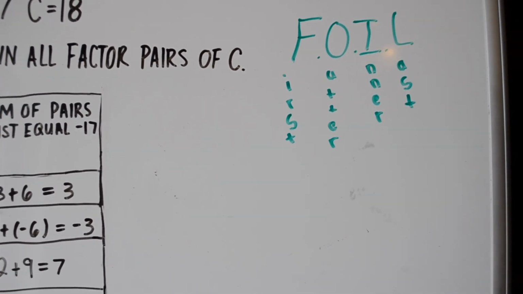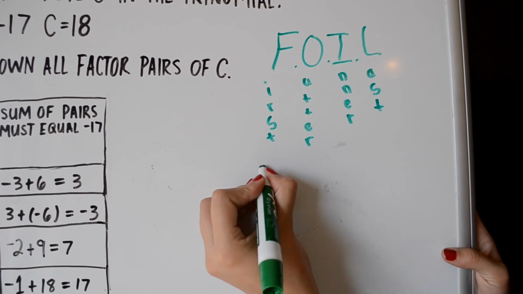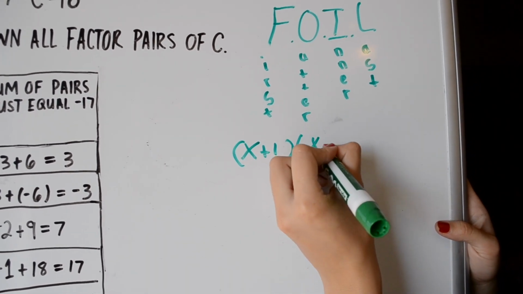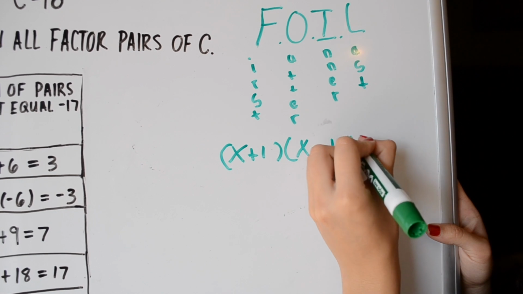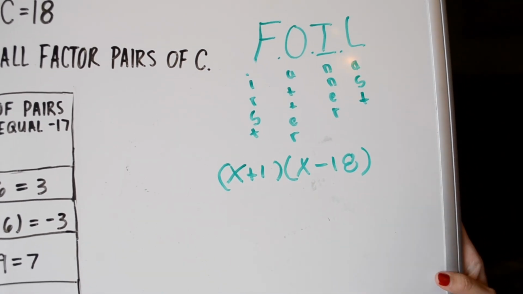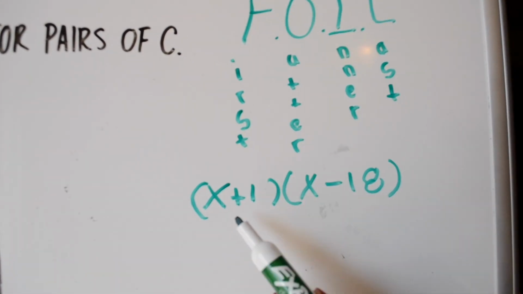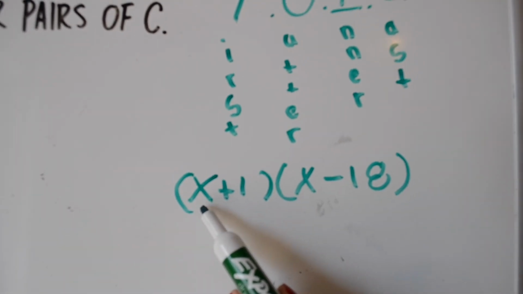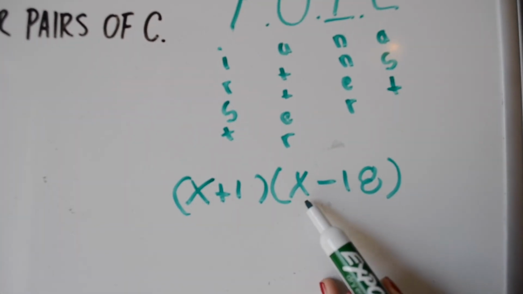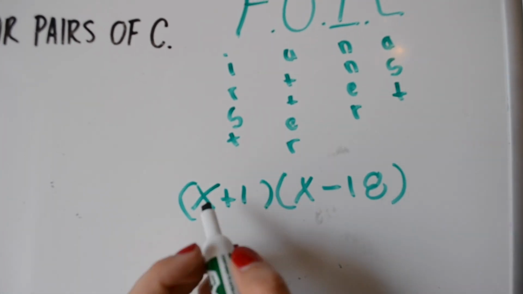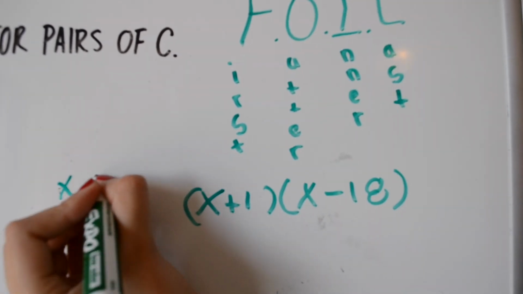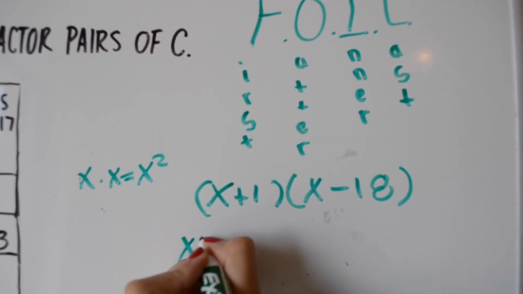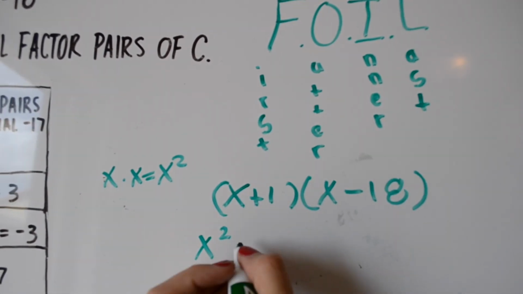So we get our parentheses over here, x plus 1, x minus 18, and we follow the FOIL. First we multiply what's first in the parentheses. x is the first variable in this parentheses, and x is also the first variable in this parentheses. So we multiply x times x, which equals x squared. So we put the x squared under.